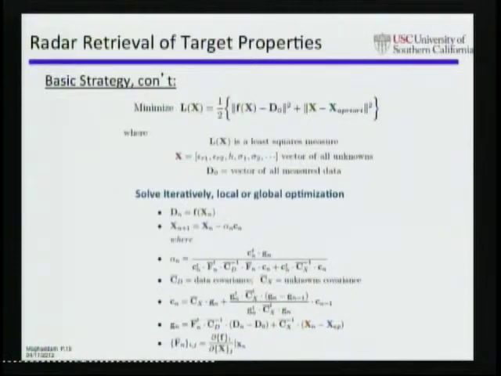Here I've again kind of an eye chart strategy. If you want to do a local optimizer through a conjugate gradient scheme, for example, that's the kind of procedure that you would follow.